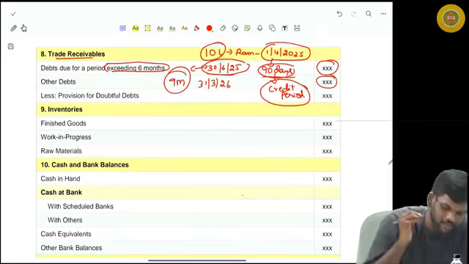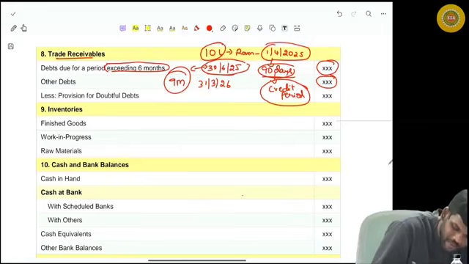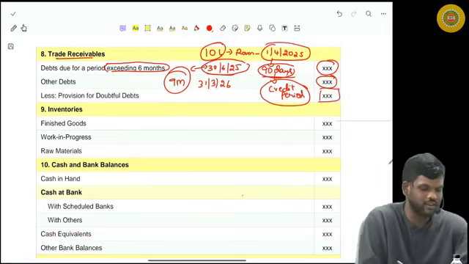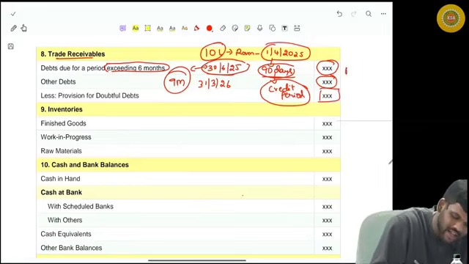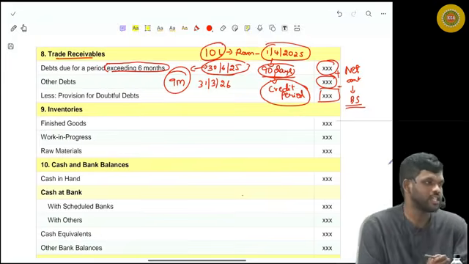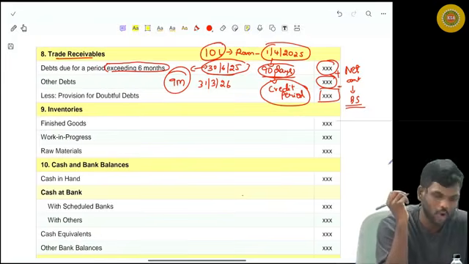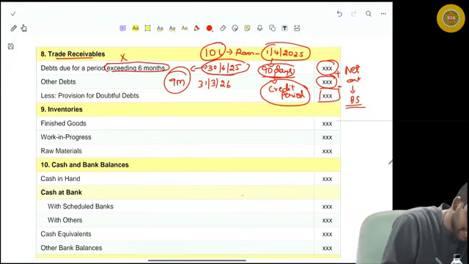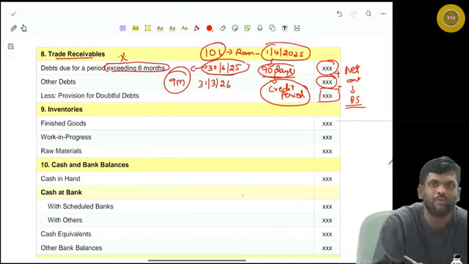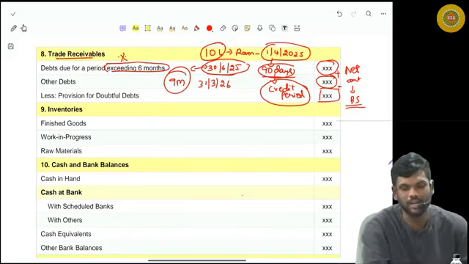Less than or equal to 6 months should be shown separately, and whatever PDD, provision for doubtful debts, you have created, that should be subtracted. This net amount, this plus this minus this, only this net amount will come in the face of the balance sheet. Is this clear, everybody? Okay, so ensure you remember this. This debts due for a period of more than 6 months is asked in multiple questions.